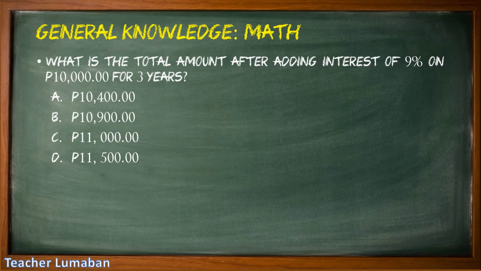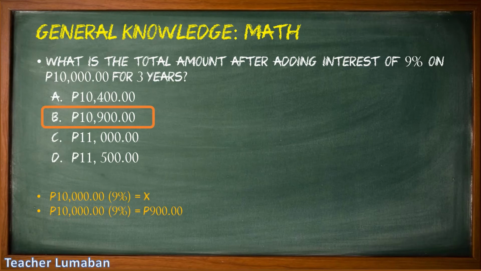The correct answer is letter B, 10,900 pesos. The total amount after adding interest of 9% on 10,000 pesos for 3 years is 10,900 pesos. To compute for the interest, 10,000 pesos multiplied by 9% equals x. 10,000 pesos multiplied by 9% equals 900 pesos. 10,000 pesos plus 900 pesos equals 10,900 pesos. The answer is 10,900 pesos.